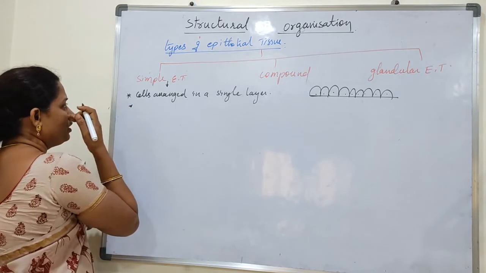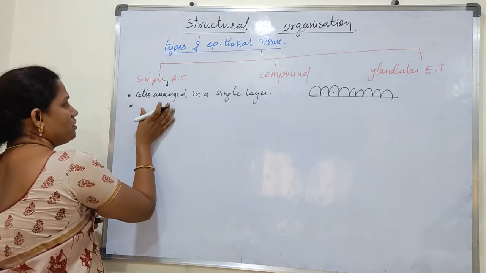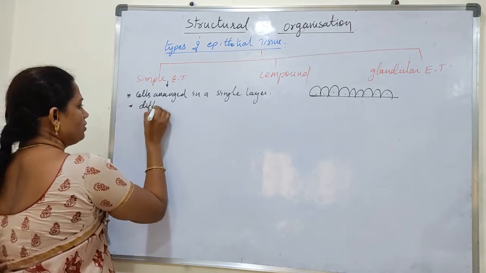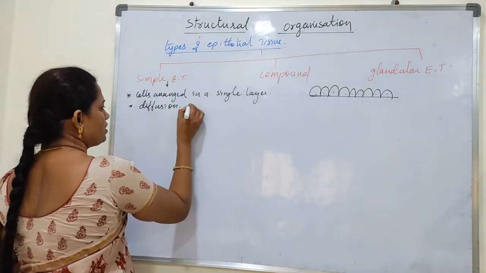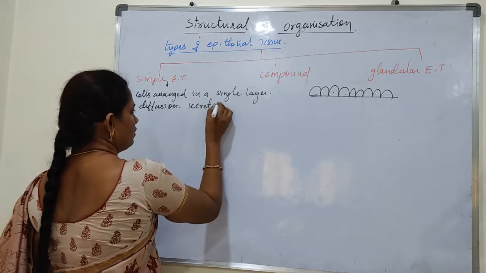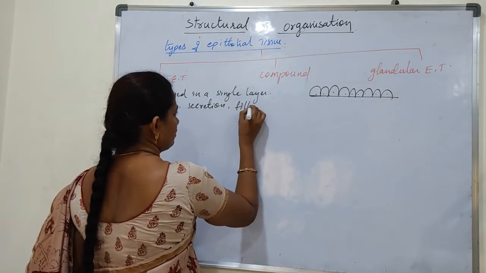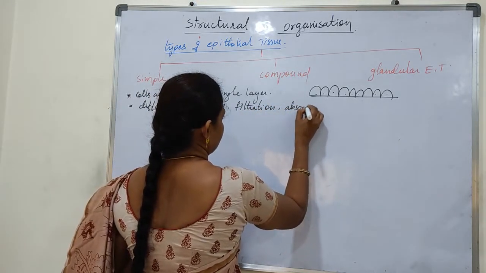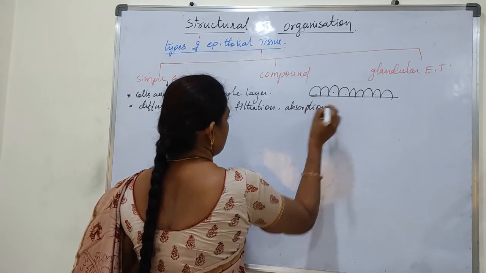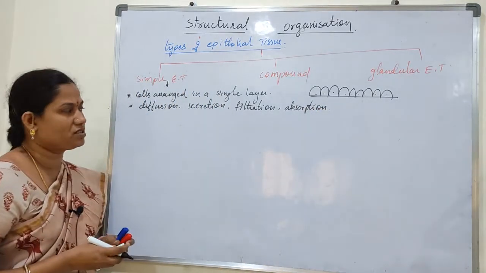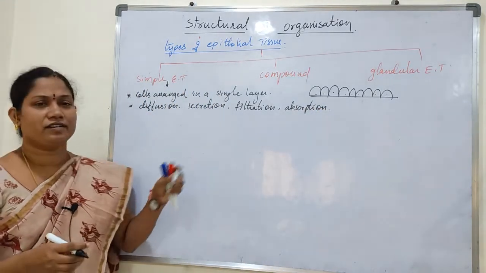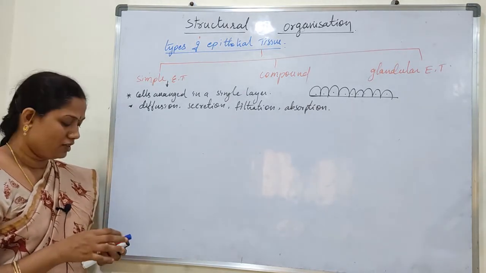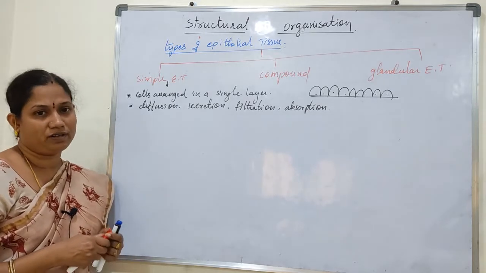Next, simple epithelial tissue helps in diffusion, secretion, filtration, and absorption. So the simple epithelial tissues perform these functions: diffusion, secretion, filtration and absorption. Next, the simple epithelial tissue again divides into different types.